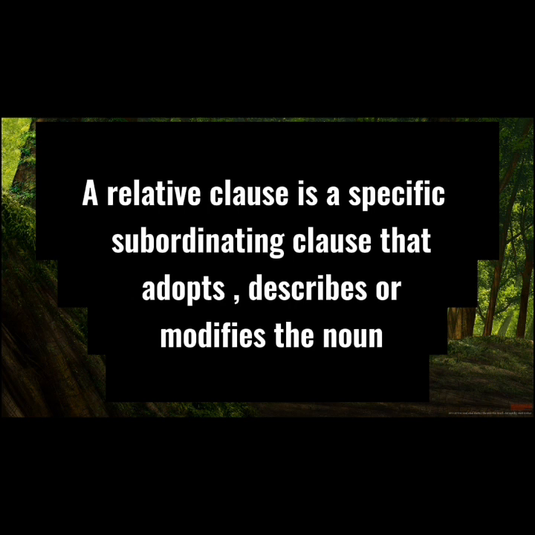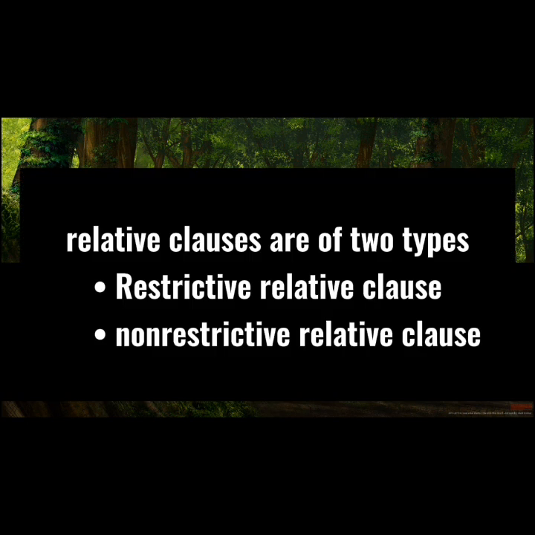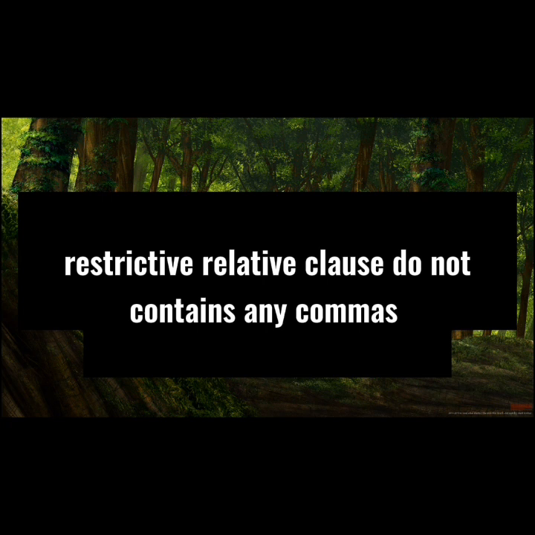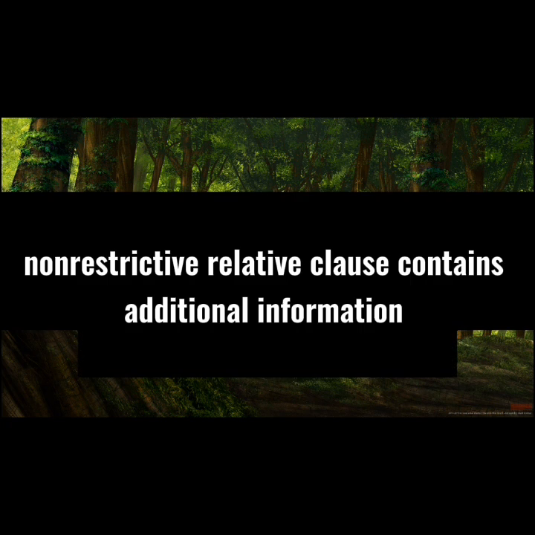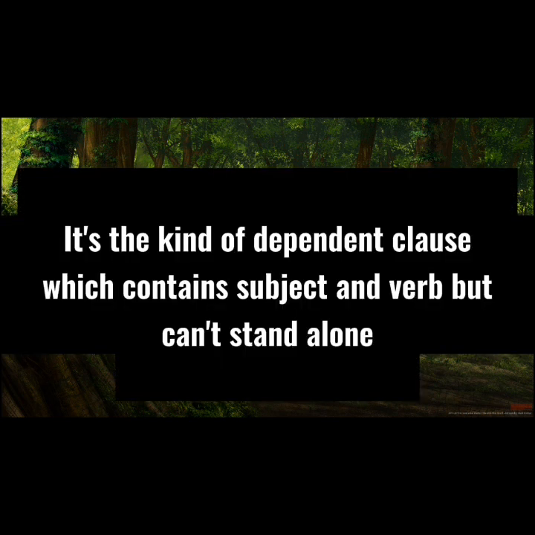A relative clause is a specific subordinating clause that describes or modifies the noun. They are introduced by relative pronouns such as that, which, who, and whose. Relative clauses are of two types: restrictive relative clause and non-restrictive relative clause. A restrictive relative clause does not contain any commas. A non-restrictive relative clause contains additional information. It's the kind of dependent clause which contains a subject and verb but can't stand alone.